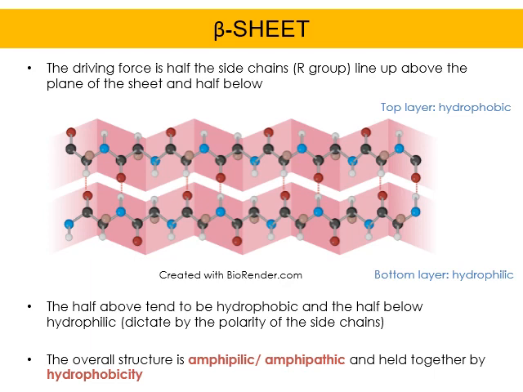The driving force is the side chains. The R groups will line up above the plane, and you also have another half in the bottom layer. Normally the functional groups in the top layer are hydrophobic in nature, whereas the ones in the bottom layer are hydrophilic. So the overall structure of the beta sheet is amphiphilic or amphipathic and is held together by hydrophobicity.